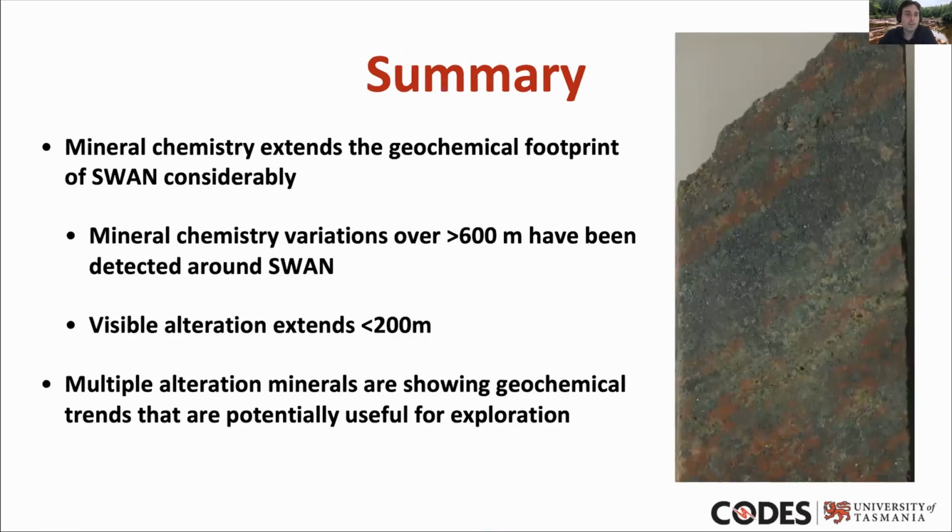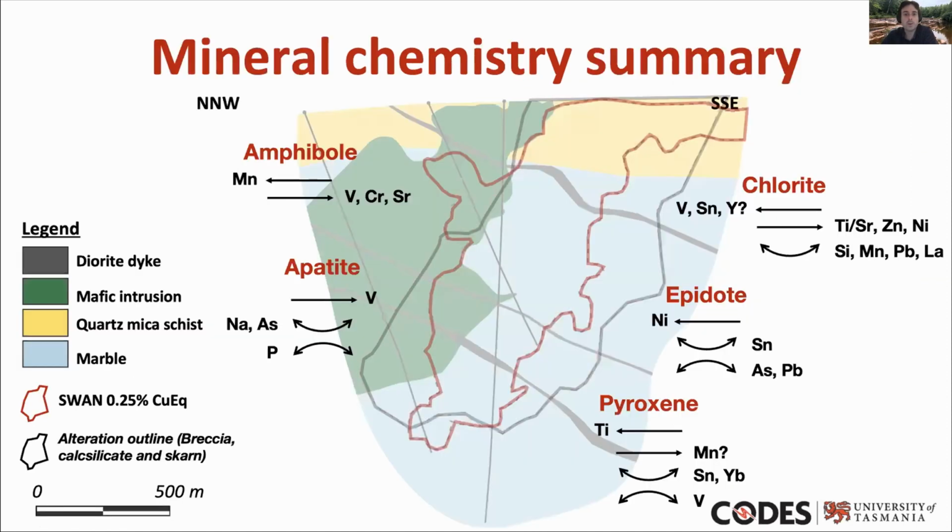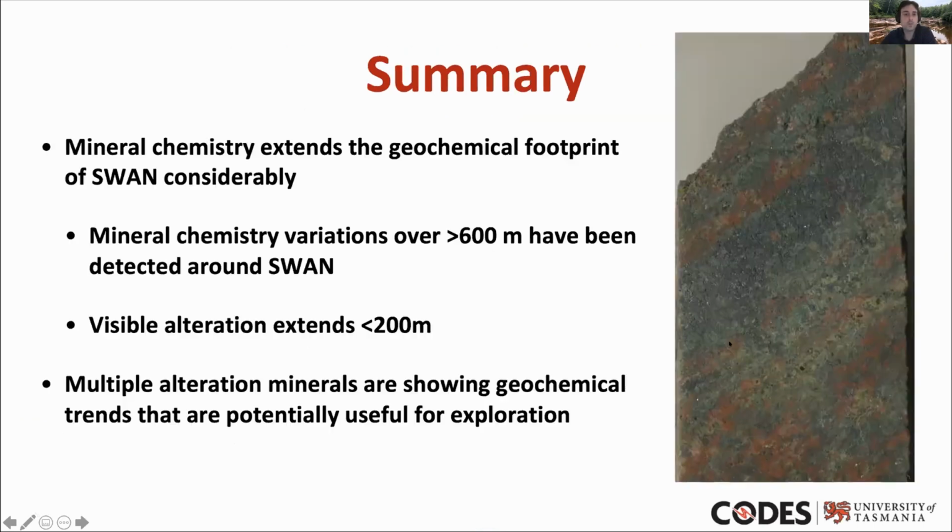So in summary, what we can see here is the mineral chemistry extends the geochemical footprint of SWAN considerably, much bigger than the alteration halo. And if I go just back one, just to show you that point again, this is the scale on the bottom left corner, it's 500 meters. So we can see an alteration halo up to 600 meters or so from that red line here. So it's not just from the middle of it, it's from that red line. So you would extend pretty much all the way to here, which would be much bigger than the visible alteration halo at SWAN. So this is something that we can do with the mineral chemistry.